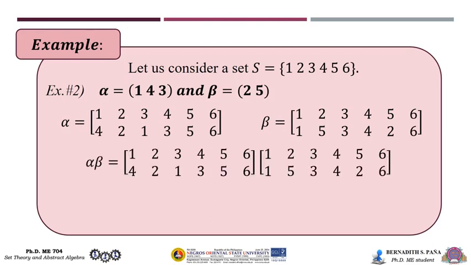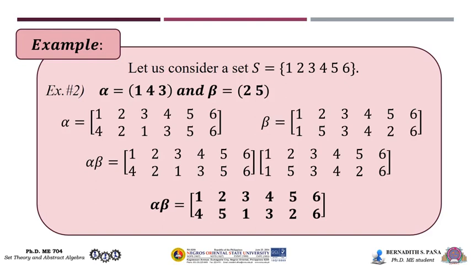So we have here 1 maps to 1 and 1 maps to 4. That's why we have 4. 2 maps to 5, then 5 maps to 5, so we have here 5. 3 maps itself, and then 3 here maps to 1, that's why we have 1. 4 maps itself, and then 4 here maps to 3, so we have 3. Next, 5 maps to 2, and then 2 here maps itself, we have here 2. And then lastly, 6 maps itself. So we have here the value of our alpha beta.